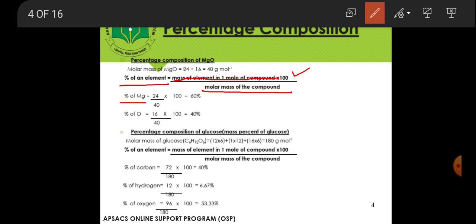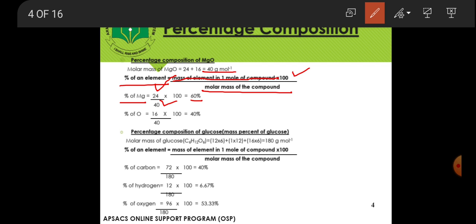So in order to calculate the percentage of magnesium, what is the mass of magnesium in 1 mole of magnesium oxide? The mass of magnesium is 24. And what is the molar mass of magnesium oxide? We have calculated the molar mass, it's 40, multiplied by 100. So the percentage of magnesium in magnesium oxide is 60%.